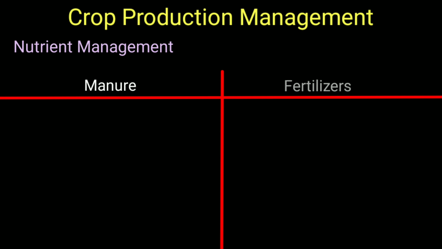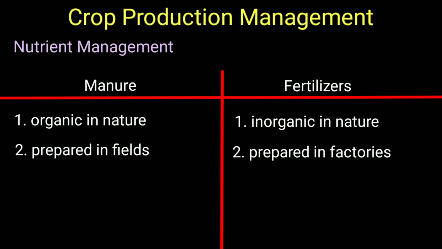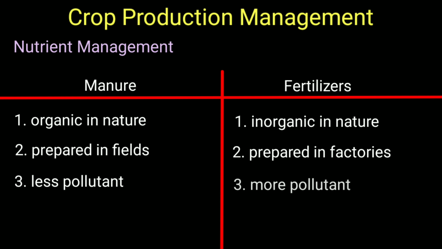Now let's talk about the difference between manure and fertilizers. Manure are organic in nature. This means they do not contain any kind of chemical. Fertilizers are inorganic in nature. Manure are prepared in the field. Fertilizers are prepared in factories. Manure are less pollutant. Fertilizers are more pollutant. Manure are cheap. Fertilizers are very expensive.